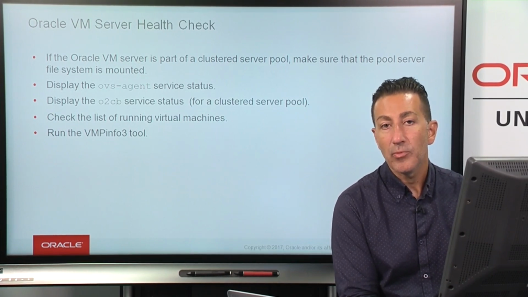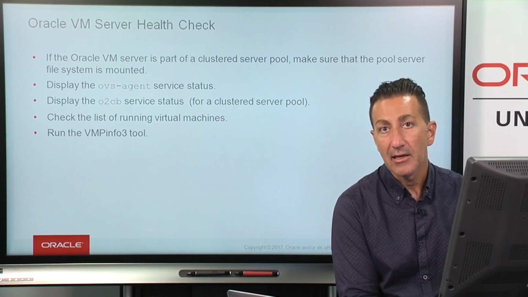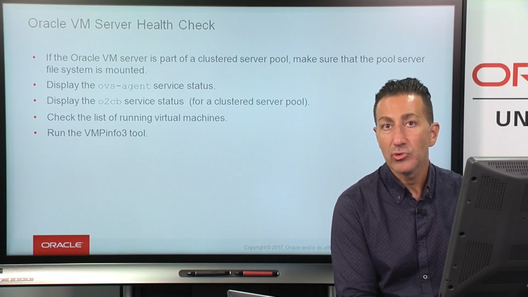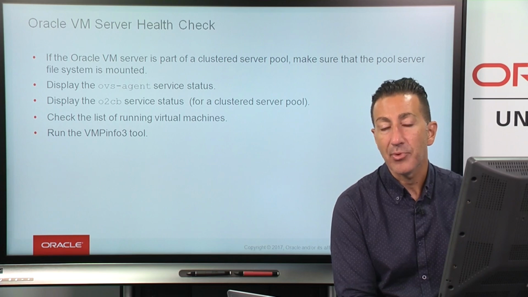Also display the ovs-agent service status. Remember, any action that you take from the Oracle VM Manager user interface, CLI, or with web services API, you send the command to the agent. So the agent needs to be ready, needs to be running. The agent has multiple different components, for example, statistics, that run and so on. So you need to be able to view all the different sub-processes and the main process of the agent running.